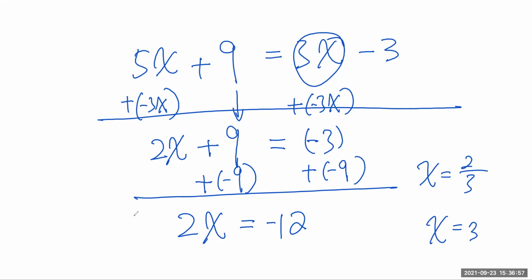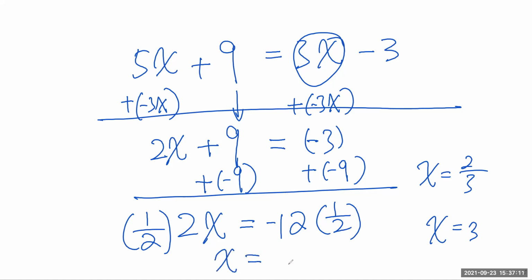We multiply 2x by its reciprocal, which is the reciprocal of 2, right? Yes. So on this side, we got x, good? On the other side, it's 12 over 2, which is?